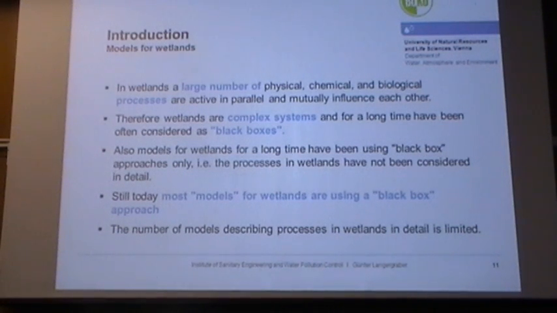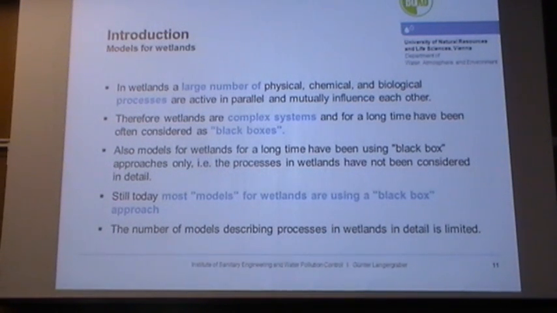A short introduction on different types of models that we can use in these systems. These natural treatment systems are rather complex systems. So we have a large number of processes going on in parallel. And most of the models that have been used for wetlands are black box models. So people have been looking at the influent and at the effluent of the system and somehow correlated this data and derived some models from it.